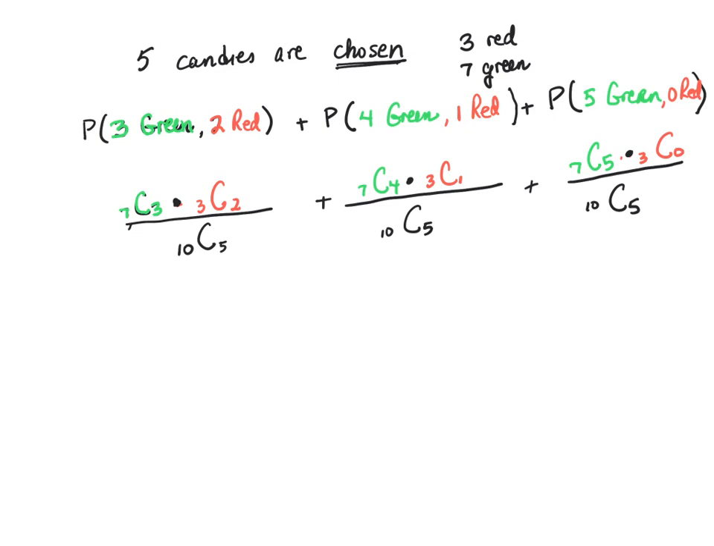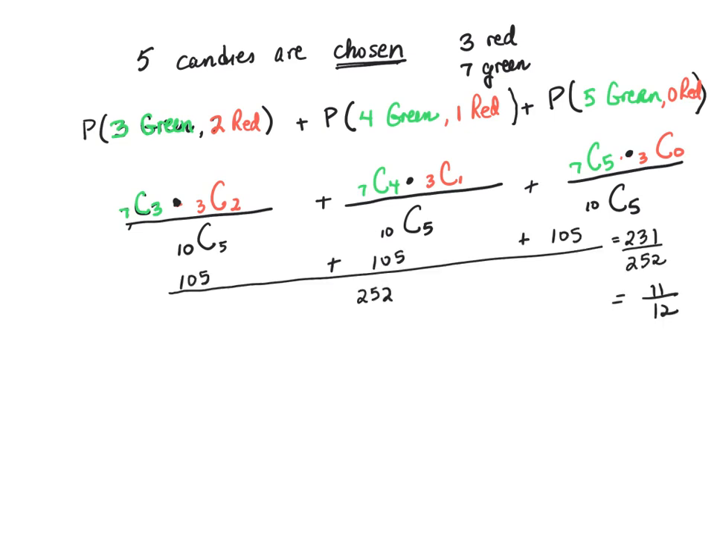And if we figure this out, let's do this quickly. So again, these are easy to figure out. This is 3, and this is 3, and this is 1. Remember, NC0 is 1. So all we have to do is figure out 7C3, 7C4, and 7C5, and divide that by 10C5. But doing the work, and remember, 7C3 is 7P3 over 3 factorial.